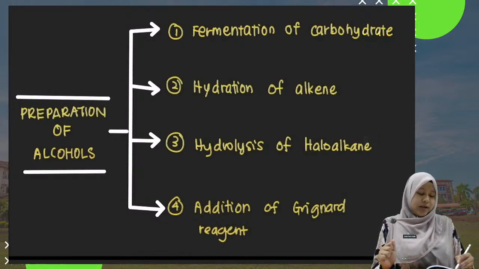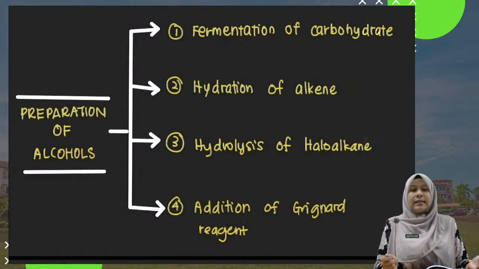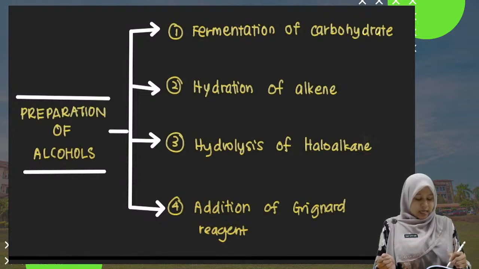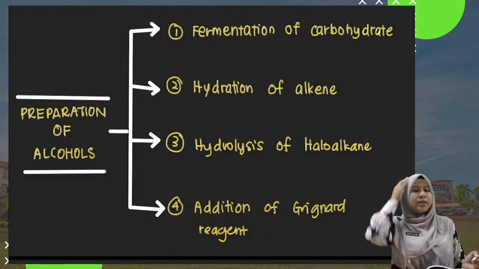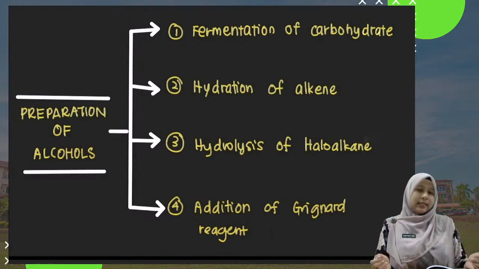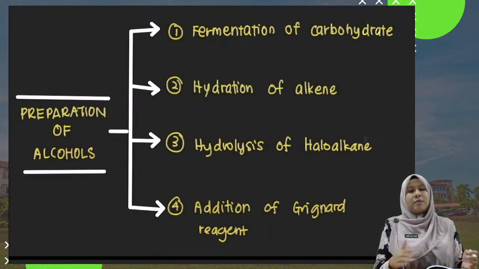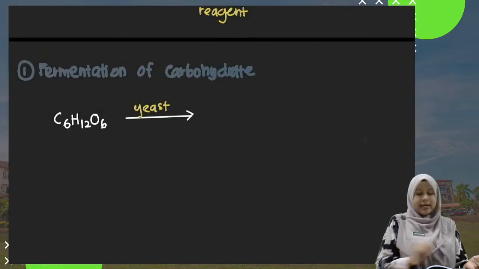Dan untuk hydration of alkene kita dah discuss dalam topik alkene. Untuk hydrolysis of haloalkane, last week punya lecture, so kita dah discuss untuk reaction of haloalkane dan juga untuk addition of Grignard reagent. Addition of Grignard reagent ni pun kita jumpa dalam topik haloalkane. So ni macam buat revision balik lah, kita nak discuss balik. Okay, macam mana kita nak prepare alcohol daripada keempat-empat reaction ni. Okay, kita tengok yang pertama, which mean fermentation of carbohydrate.